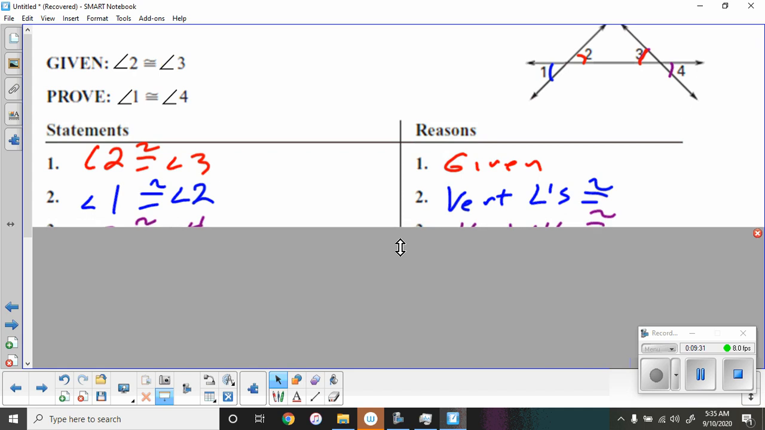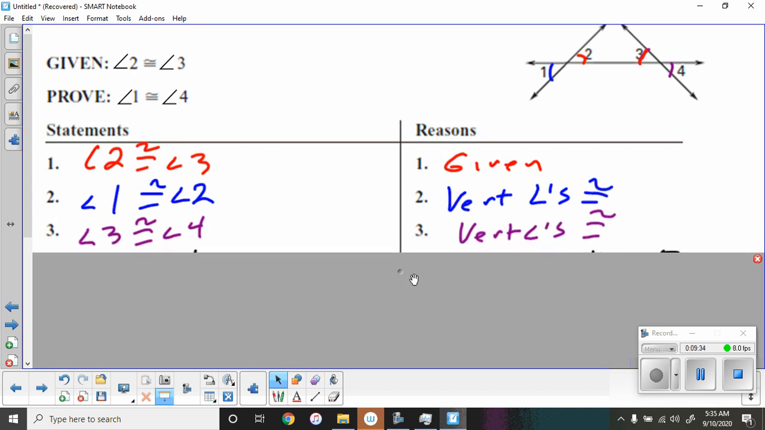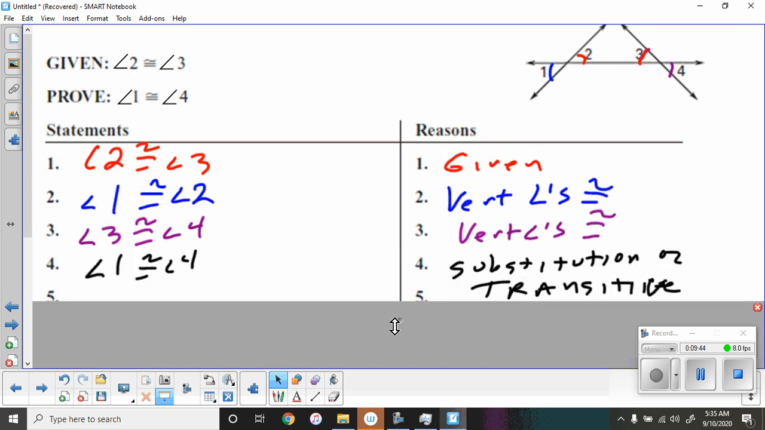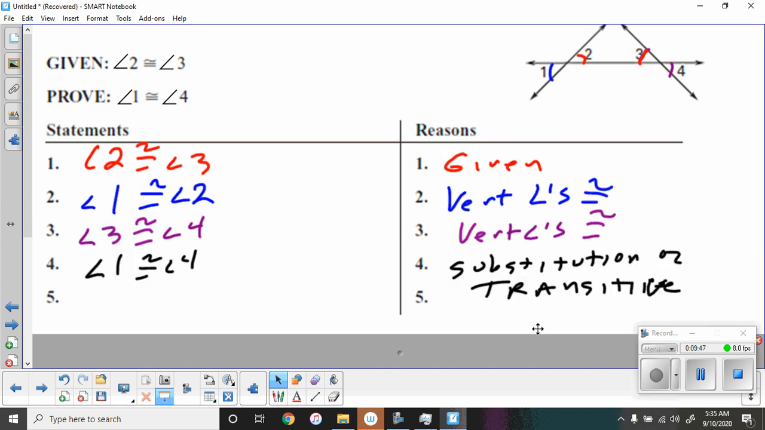Now I'm going to connect 3 and 4. Angle 3 is congruent to angle 4. They're vertical angles also. So now I've got all 4 of them with one mark so I can connect them. Angle 1 is congruent to angle 4, and I think you can use either substitution or transitive. Transitive is only supposed to be with 3, but this is kind of transitive through 4 angles. Or you could just do substitution, where 1 is congruent to 2, so you're going to put 1 in for 2. 3 is congruent to 4, so you're going to put 4 in for 3.